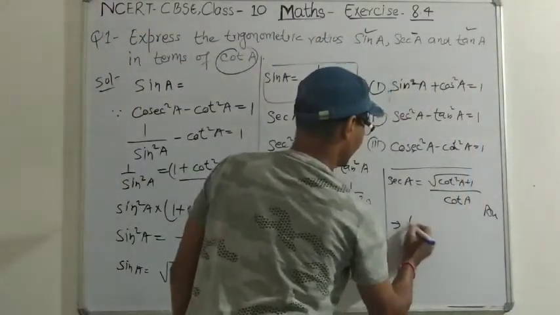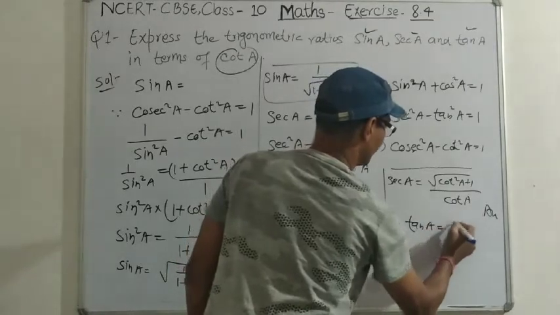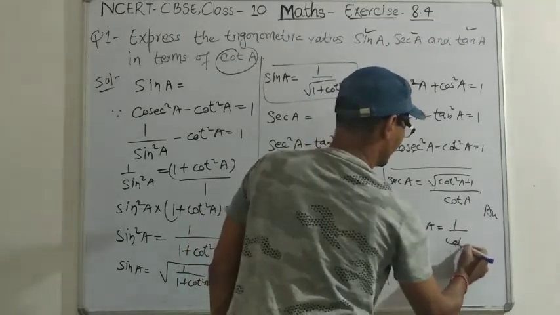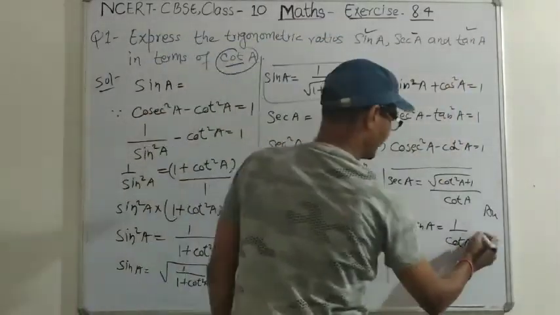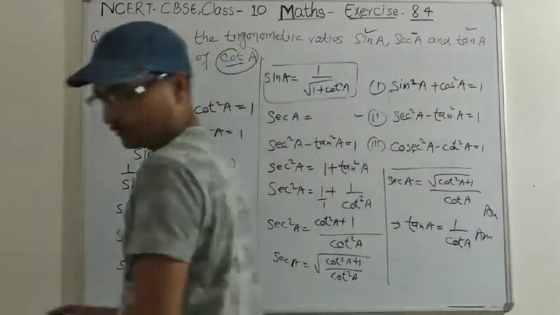Now last is tan A. So it is very easy. Tan A, the reciprocal of tan is cot, so tan A is equal to 1 by cot A. We solved tan A as well, getting cot A here. So it is the answer of this question number 1.